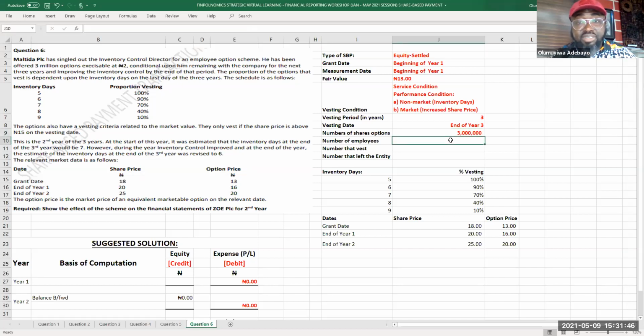What else? Number of employees. It's not relevant in this case. They are just 3. Okay, inventory director, that's 1. Number that vest is a function of what we have here, which is not relevant to us here. Which means I'll just move this forward.